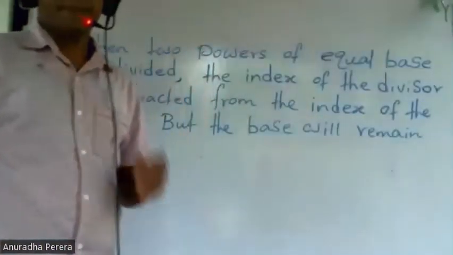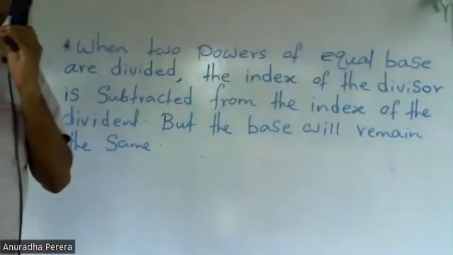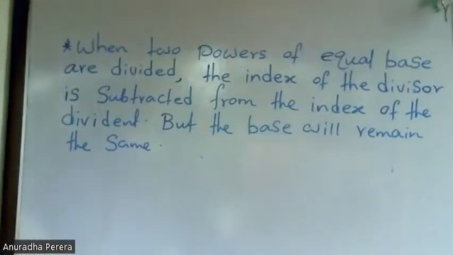When two powers of equal base are divided, the index of the divisor is subtracted from the index of the dividend, but the base will remain the same.